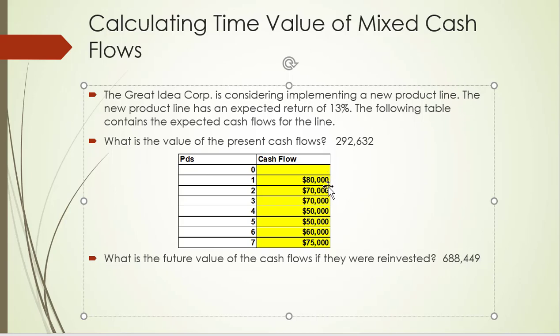Now, what's the future value? If instead of bringing these back to time zero, if you invested $80,000 at 13% for, again, this would be 7 minus 1, 6 years, and you reinvested each of these, the future value of the cash flows would be $688,449.